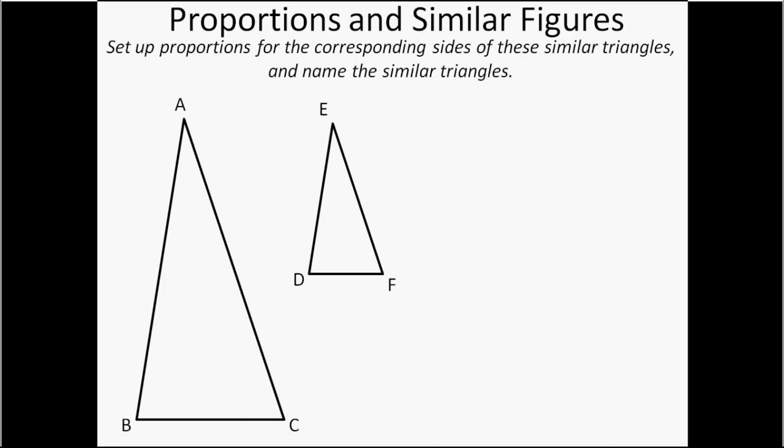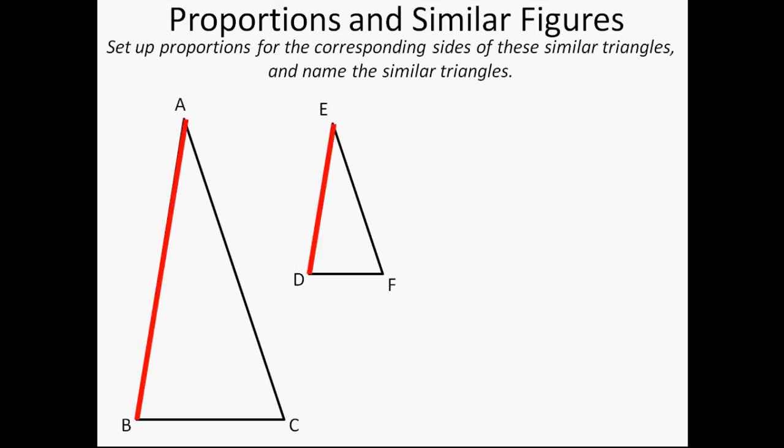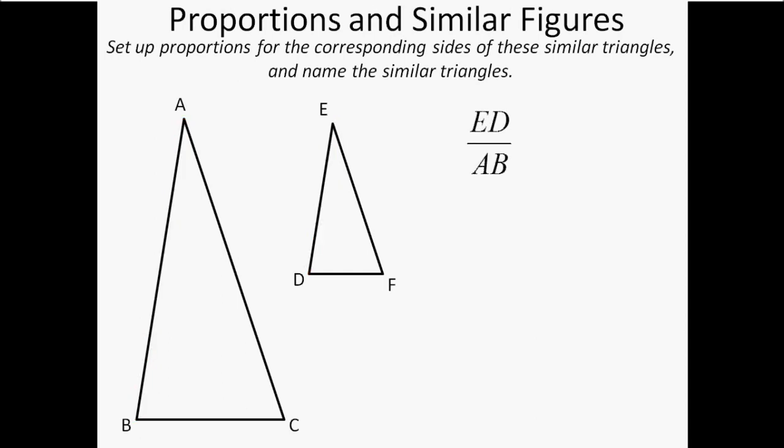Proportions and similar figures. Setting up proportions for corresponding sides of similar triangles and naming the similar triangles. What we're going to do here is look at all the different sides that correspond. Notice how the corners of the triangles, the vertices, have letter names. So we've got sides AB and ED. This time we're going to compare small to big.